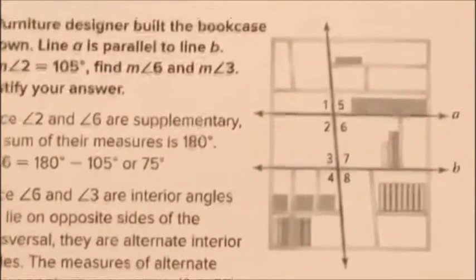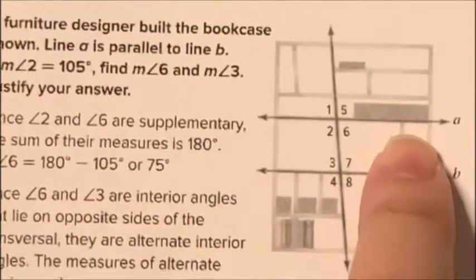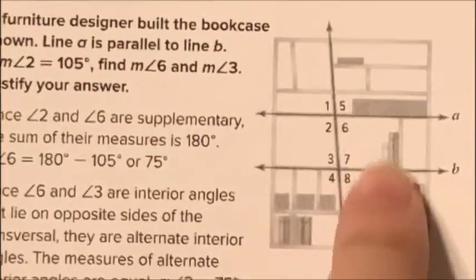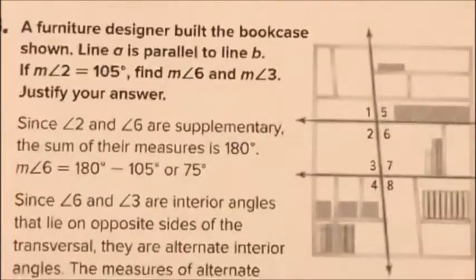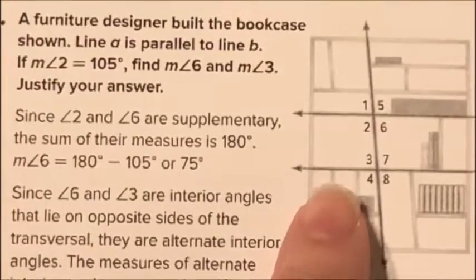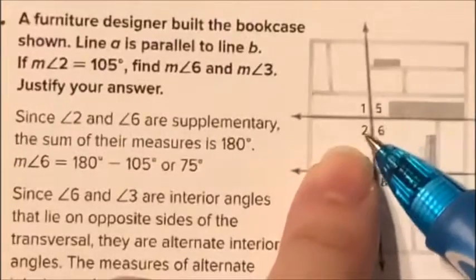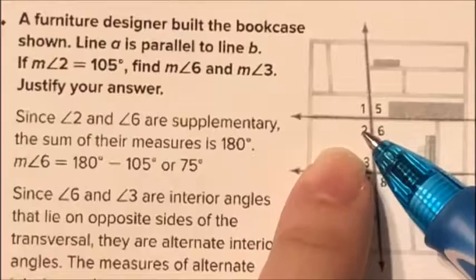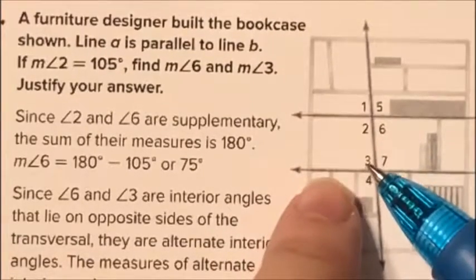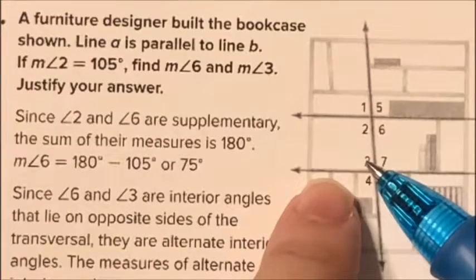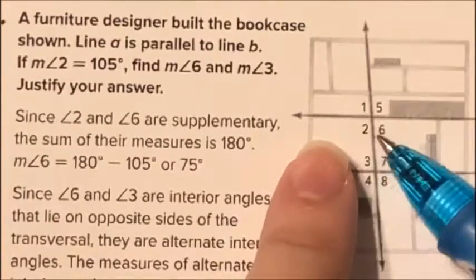Okay, so we can see my example over here. Here's line A, and here's line B. So they're parallel to each other. If measure 2, so here's measure 2, is 105 degrees, find measure 6 and measure 3. Justify your answer. Okay, so let's start with 2.